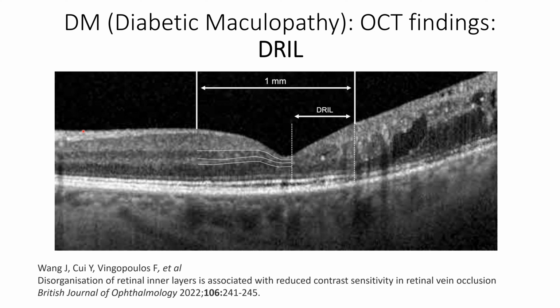As we can appreciate the thicker nerve fiber layer on this side, so this is the nasal side, and this is the temporal side. And now we can appreciate that this differentiation of these segments of the cross section on a retina are missing here, and we can't see and make out any of the layers here, and this is what is known as DRIL, disorganization of retinal inner layers.